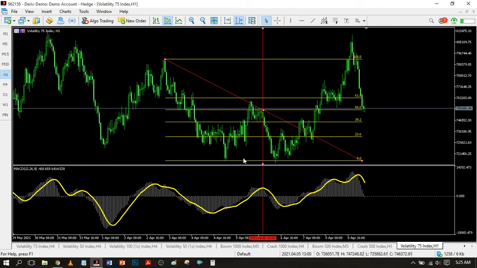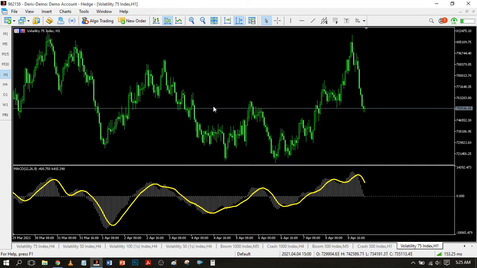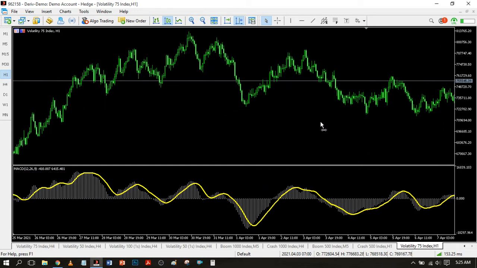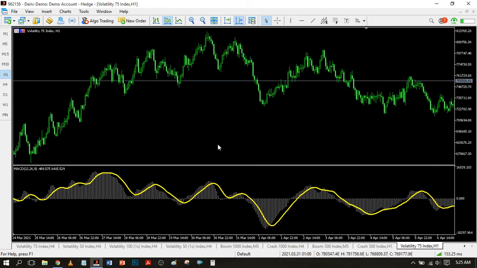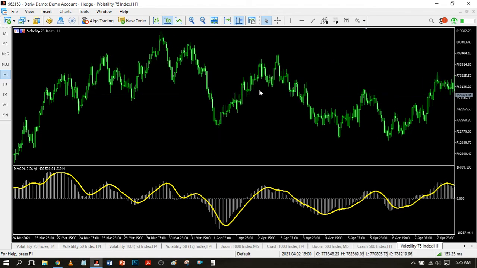So your take profit will be the end of the trend. Yes, the trend moved from here to here. So if you enter right here, then here will be your profit target. Okay, let's look at another possible scenario. Let's see if we can get something good here also.